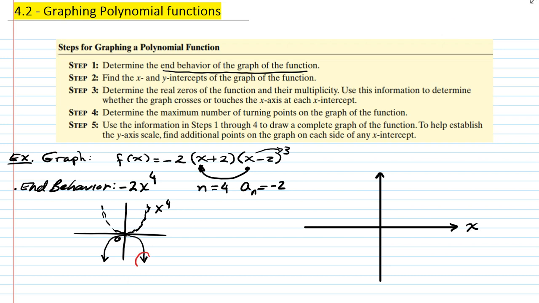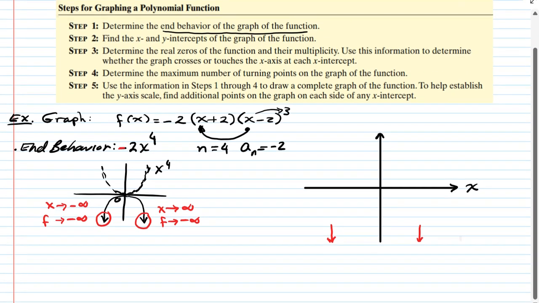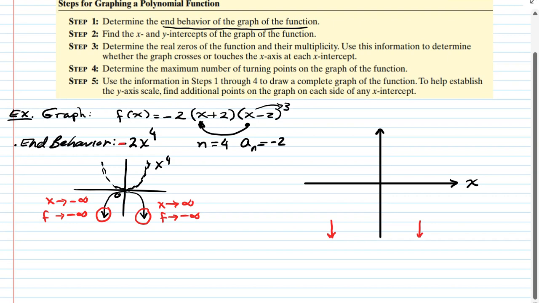Now, the end behavior would be this. And that means as x goes to infinity, the function approaches -infinity. As x approaches -infinity, the function still approaches -infinity, in both cases. All right. So far on my graph, this is what I'm going to do to the right and left: I'm going to put the arrow down and arrow down. So that's all we get from that step 1, the end behavior of the graph of our function.